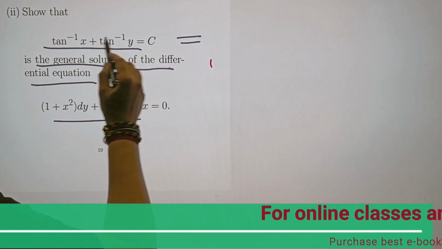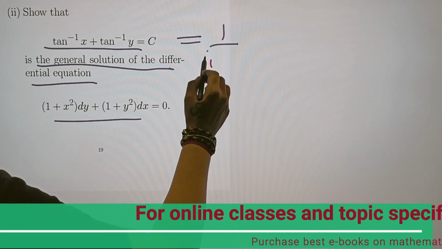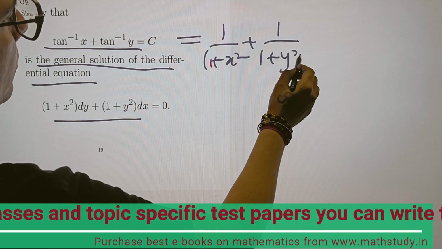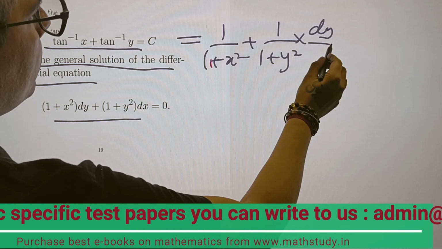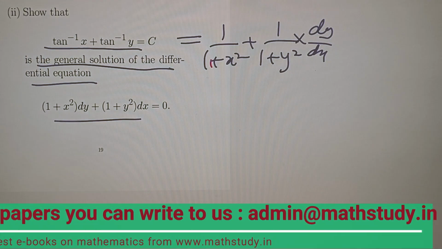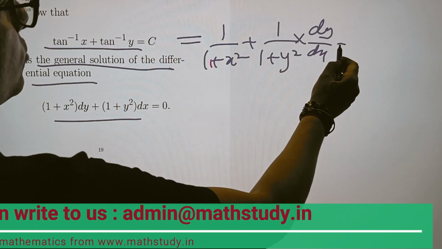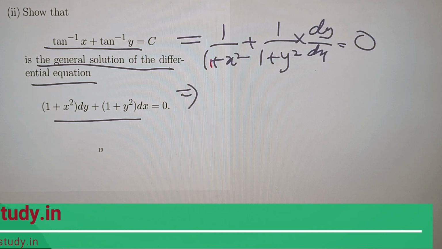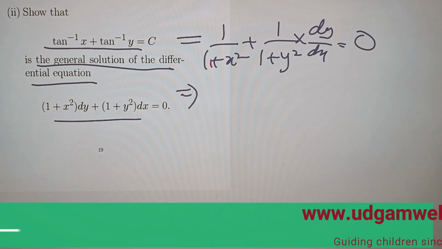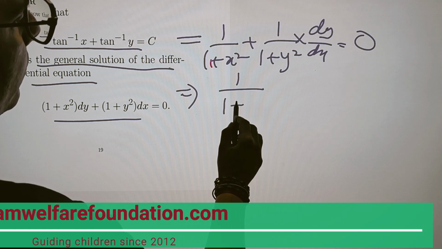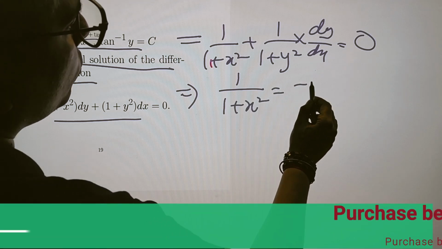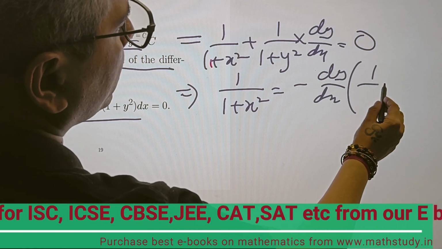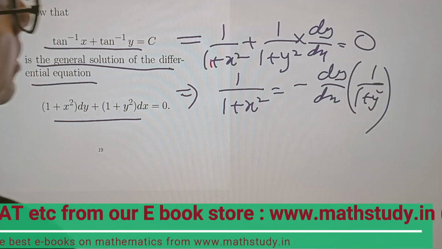We need to find the derivative of this. Tan inverse x derivative is 1 upon 1 plus x square, plus tan inverse y derivative is 1 upon 1 plus y square, with that we need to write dy by dx, because we are differentiating with respect to x. This is equal to c, whose derivative is 0. Very simple here. Now we can easily separate the dy by dx part and we will be getting 1 upon 1 plus x square is equal to minus of dy by dx into 1 upon 1 plus y square here.